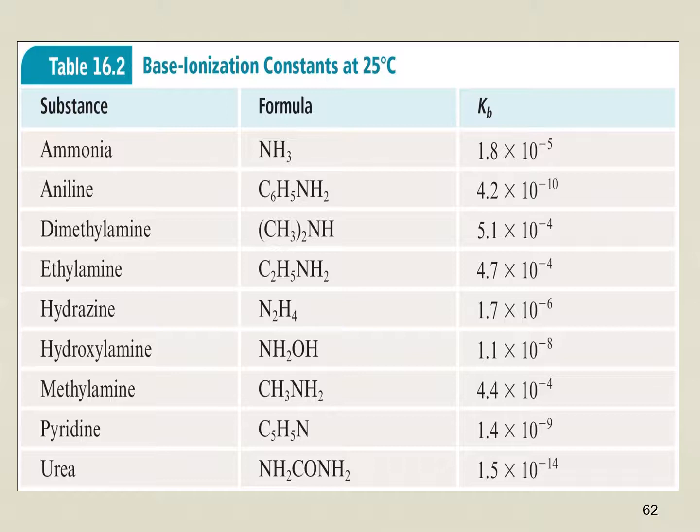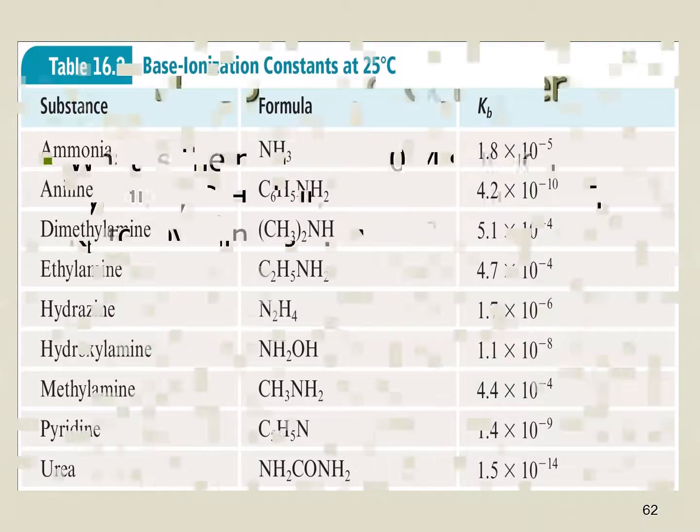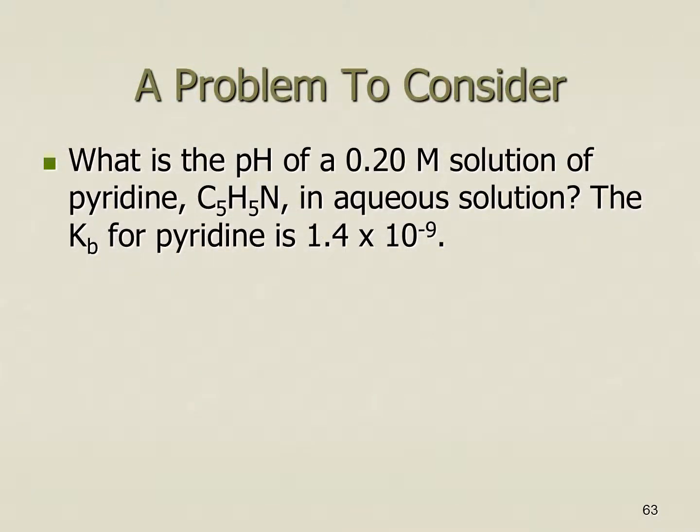Okay, so first let's look at the expression. If you're doing a problem and they don't give you the Kb value and you think you need it, probably it's here on this chart. Ammonia, 1.8 times 10 to the minus 5, some other common bases, aniline, urea, etc. So if you're working on a problem, the Kb might be found here. All right, so what is the pH of a 0.2 molar solution of pyridine, C5H5N, in an aqueous solution? The Kb for pyridine is 1.4 times 10 to the minus 9th.